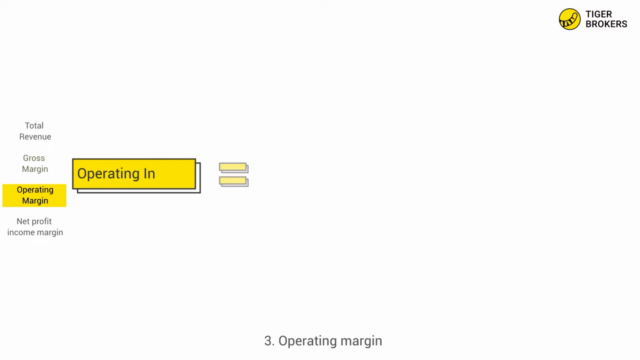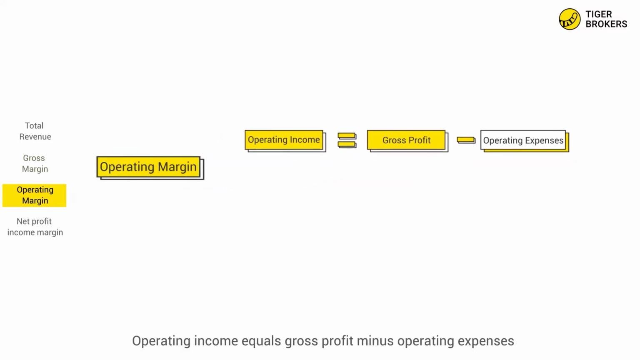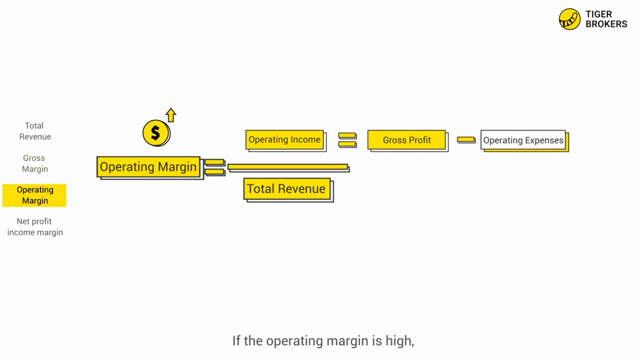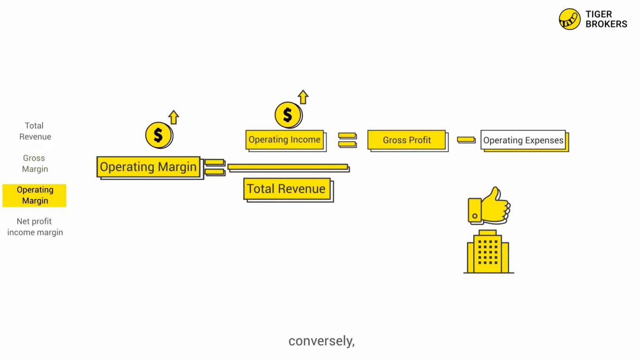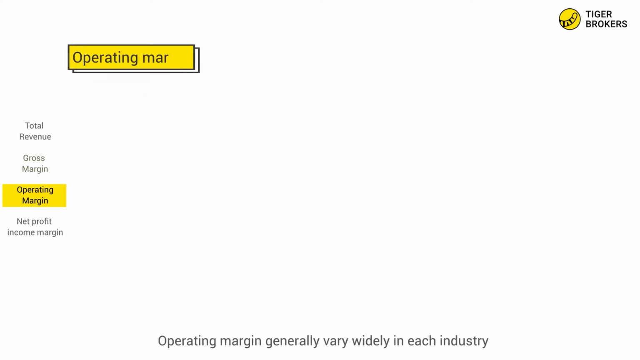3. Operating margin. Operating income equals gross profit minus operating expenses. Operating margin equals operating income divided by total revenue. If the operating margin is high, the enterprise's main business provides high profits and its profitability is strong. Conversely, a low operating margin means the enterprise's profitability is weak. Operating margin generally varies widely in each industry.